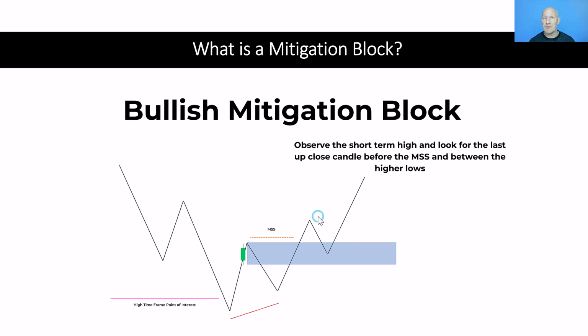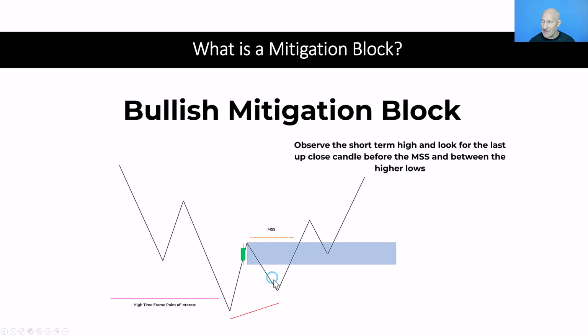So again, we look between our two swing lows. So we have our initial swing low, which is lower than this one here, and then our next swing low, which is actually higher than this one here. So we look between that to the short-term high, which is right here. And so we look for our last up close candle before the market structure shift. So once again, I've delineated that with a green candle and then marked that out with a blue box.